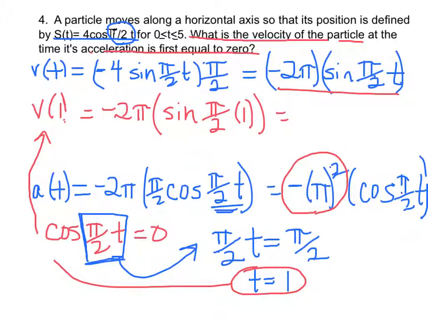Alrighty, so obviously 1 times pi over 2 is pi over 2. So the sine of pi over 2 is 1. So your answer is negative 2 pi. And here we go. That's the very final answer. And now if you look at your 4 choices, that would be choice D.